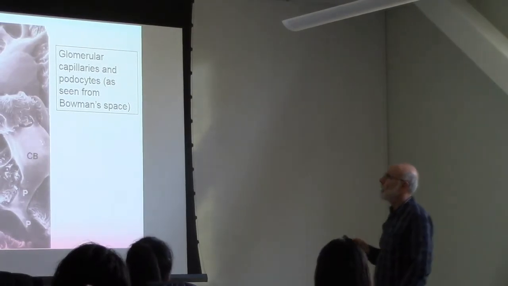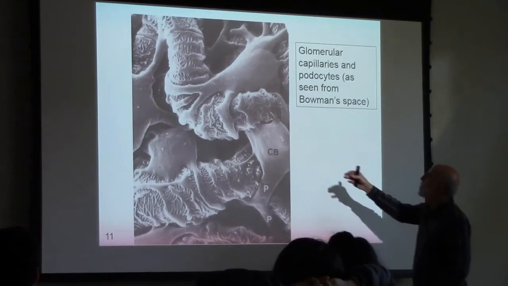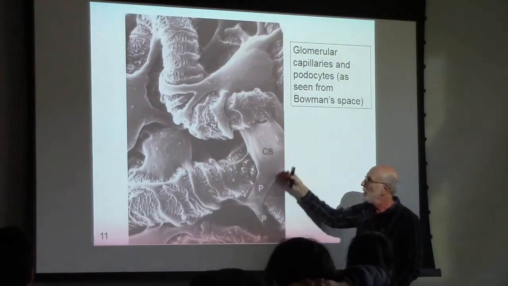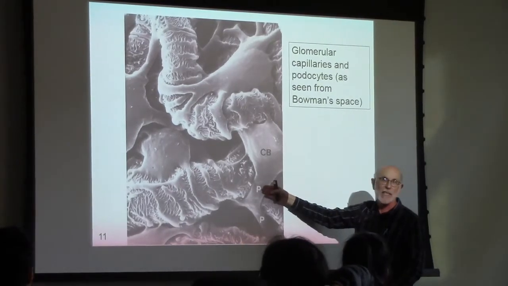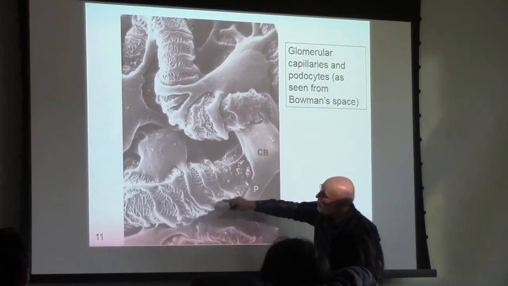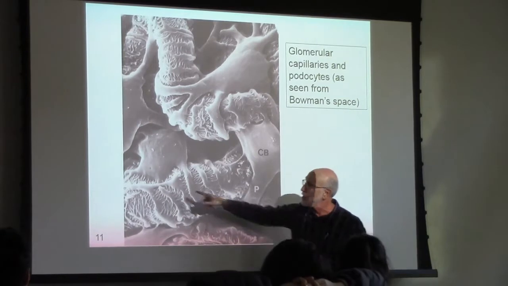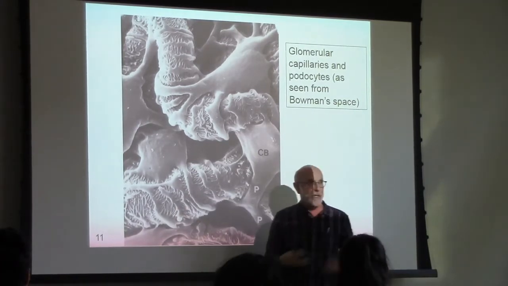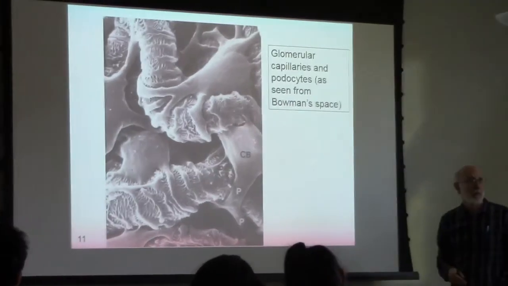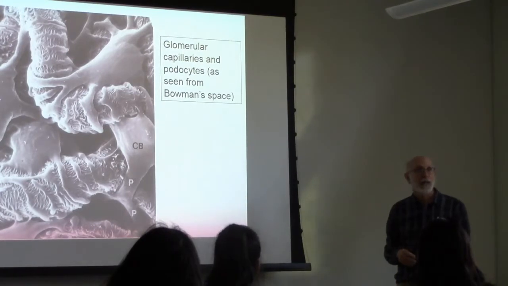Here is a scanning electron micrograph of podocytes. So CB, cell body of a podocyte. P, process of the podocyte. And here, what do we call these dark lines between these finger-like projections from the process of a podocyte? Filtration slits. So the cartoon is actually a pretty good representation of what it looks like under a scanning electron micrograph.